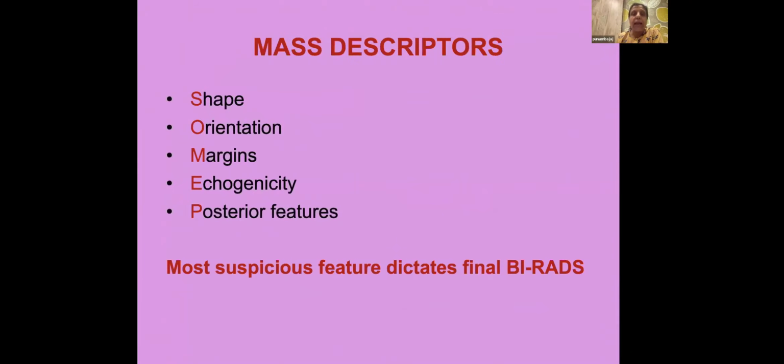The first descriptor, and the way I remember it for the residents is, I remember some shape. So S for shape, O for orientation, M for margins, E for echogenicity, and P for posterior features. And we must remember always that if we see even 5 benign features, but we see 1 suspicious feature, that most suspicious feature will dictate the final BI-RADS that you assign to the lesion. And this must be communicated at the end of every ultrasound report for the breast.